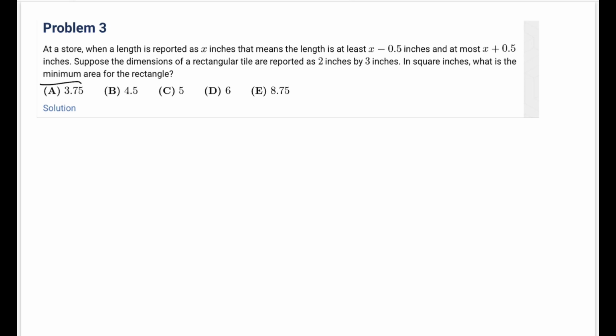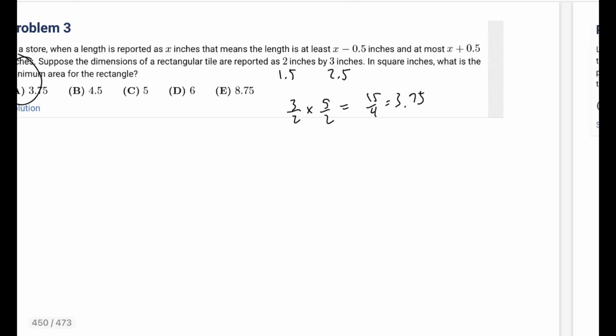So it's a minimum, so we will have to suppose that this is the smallest. So this is 1.5 inches by 2.5 inches. So 1.5 is 3/2. This times 5/2, since 2.5 is 5/2, is 15/4. This is 3.75. The answer is A.